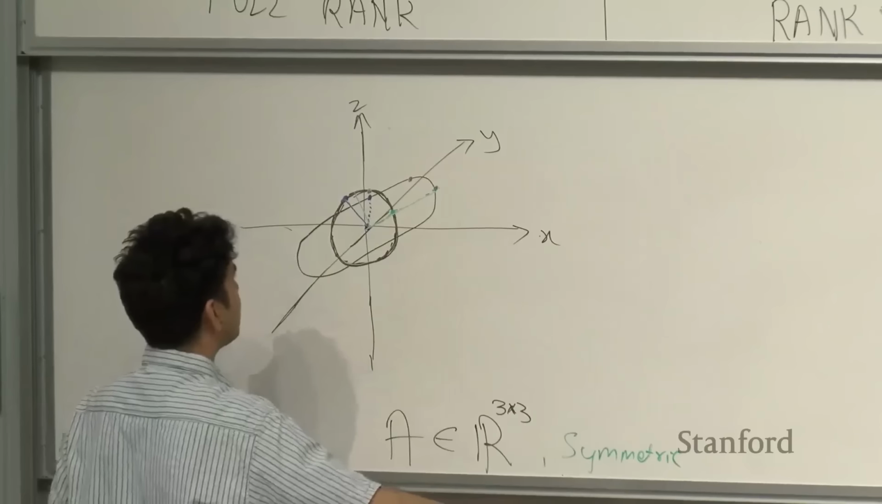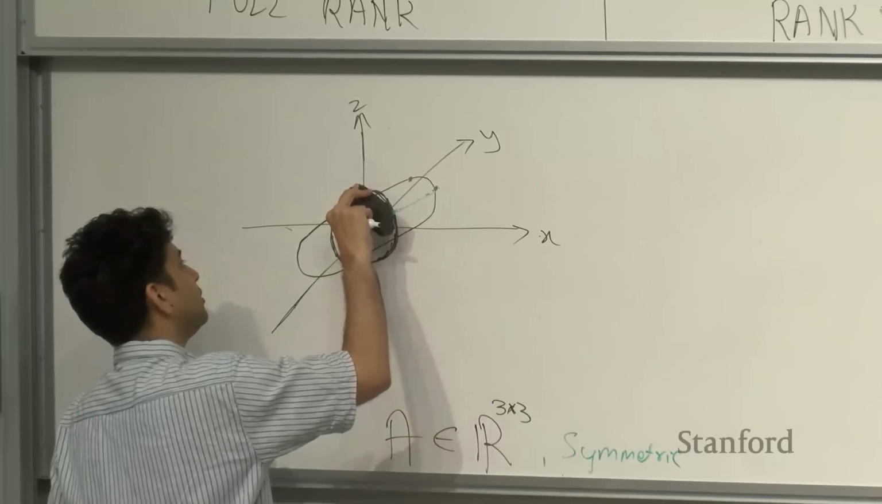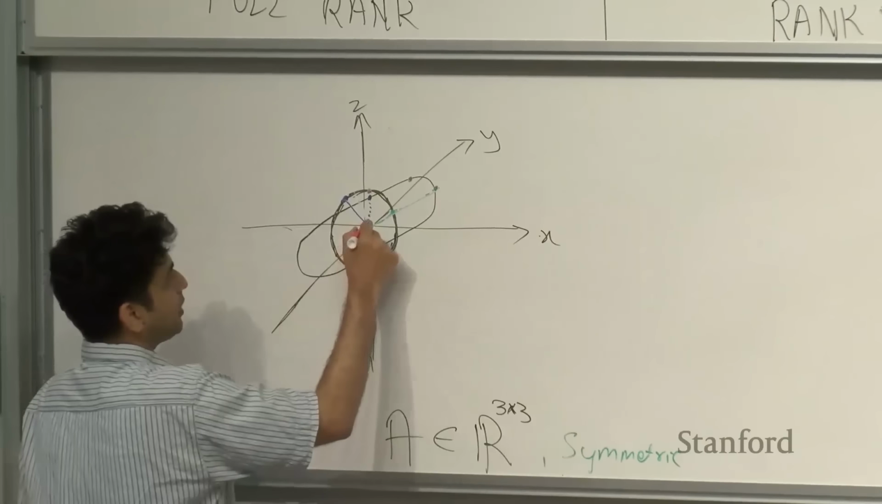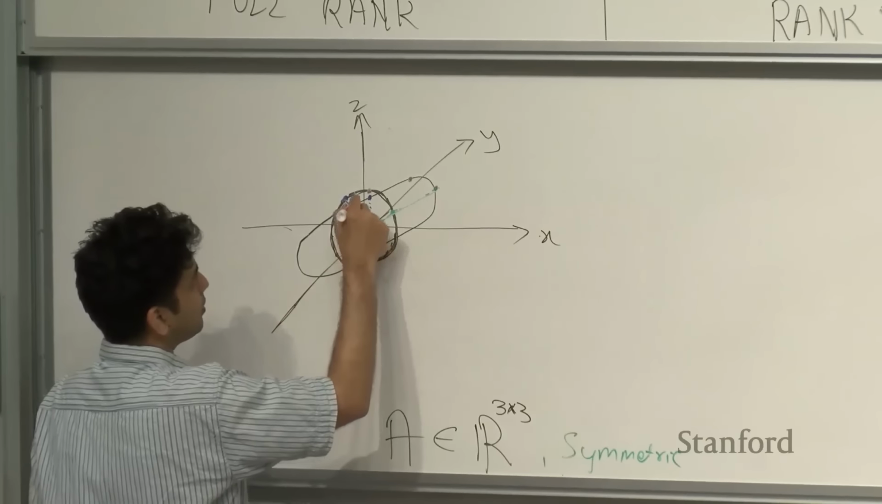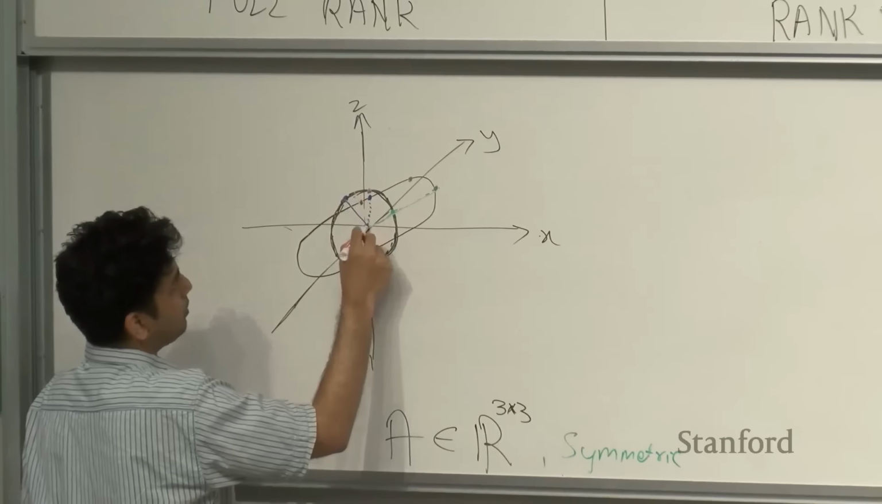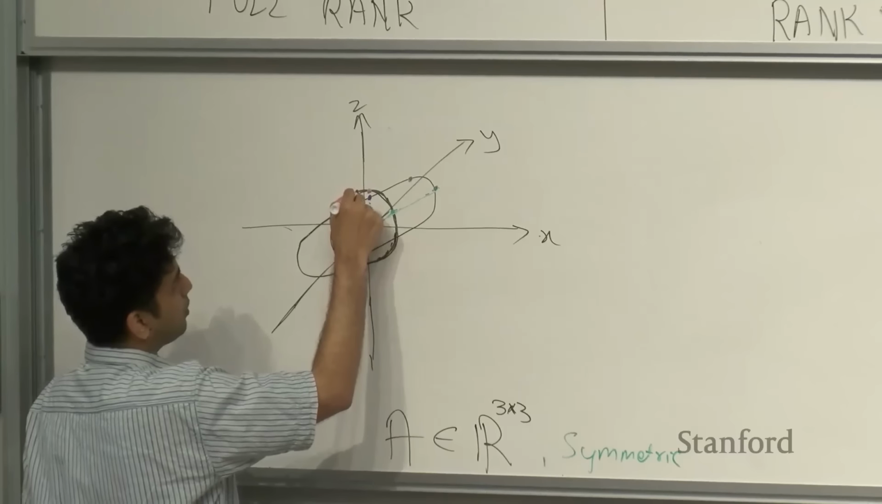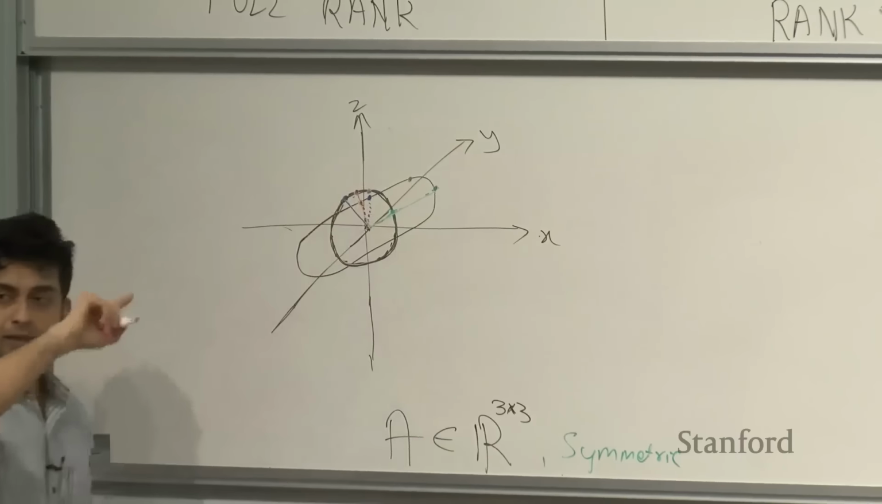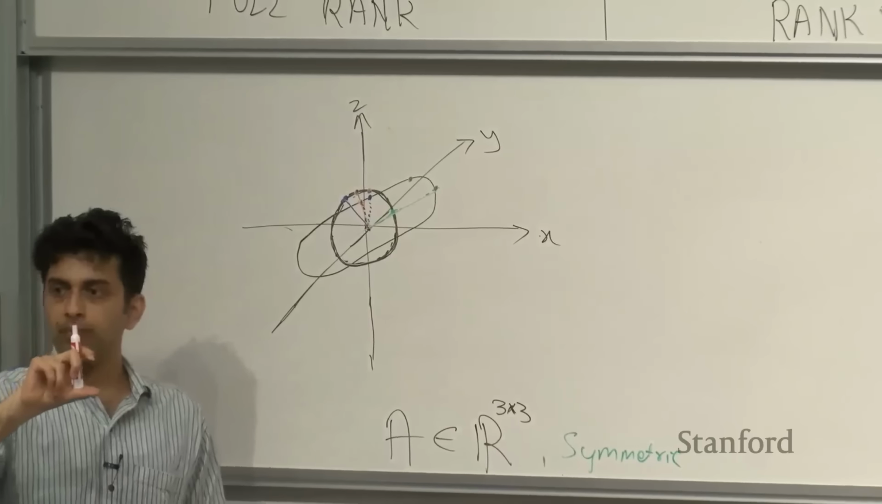Oh, sorry, I used the wrong color. I shouldn't have used that. So this is going to be one eigenvector, and there's going to be another eigenvector which will map this point on the input to a point on the output, where the only thing that changes is the magnitude and not the direction.